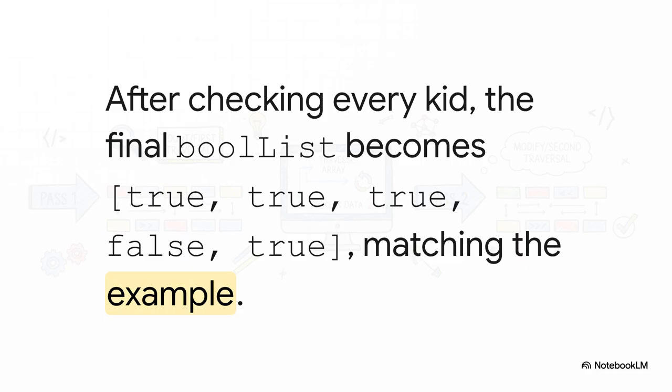The second kid's 3 plus 3 is 6. That's greater than 5, so true. The third kid's 5 plus 3 is 8. That's a true. The fourth kid's 1 plus 3 is 4, which is not greater than or equal to 5, so false. And the last kid's 3 plus 3 is 6, so that's another true. Our final list matches the example output perfectly.